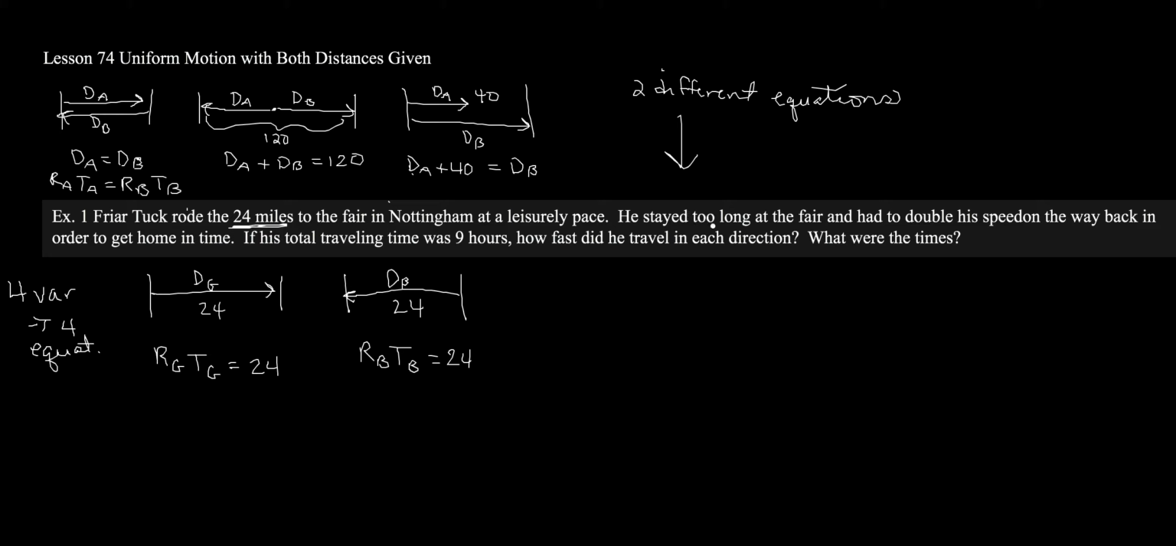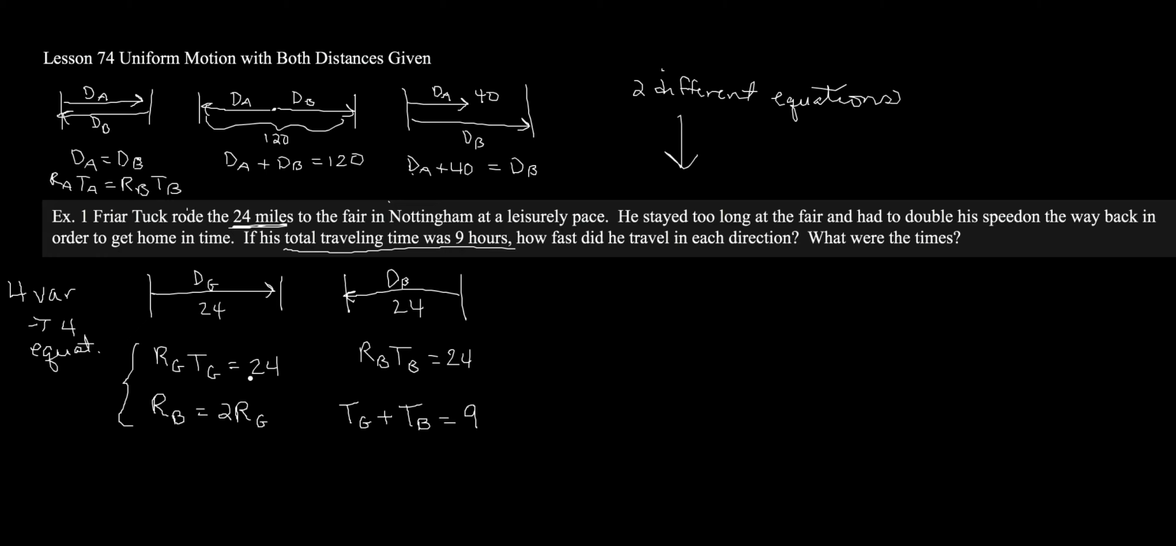So he stayed too long at the fair and had to double his speed on the way back. So the rate back is equal to 2 times his rate going. So now we have 3 equations. We only need 1 more equation. And it says his total traveling time was 9 hours. So time going plus time back equals 9 hours. So now we have all 4 of our equations. We're ready to do our substituting.